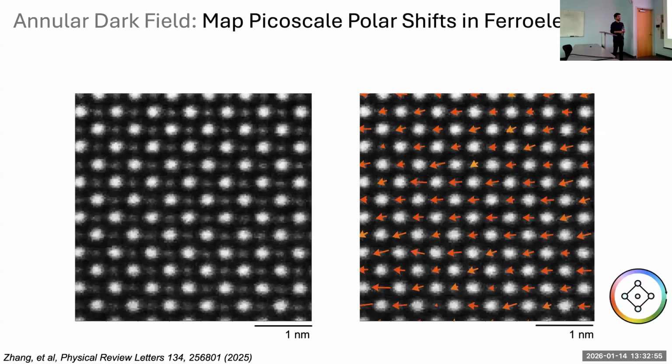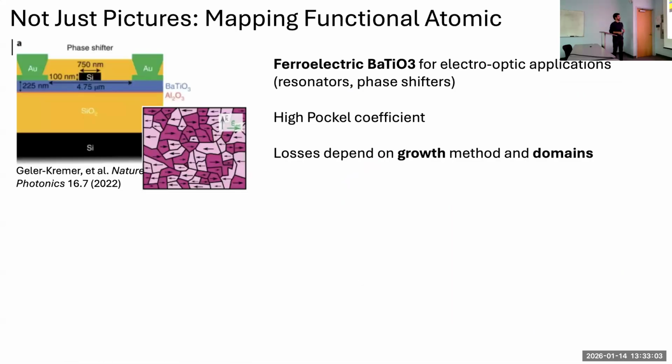And we can do this for each unit cell, and we're able to map the polar displacements. In this case, this is barium titanate, a well-known ferroelectric material. And as an example of how this is useful, barium titanate is being explored, including here at UBC, as a material for electro-optical applications.